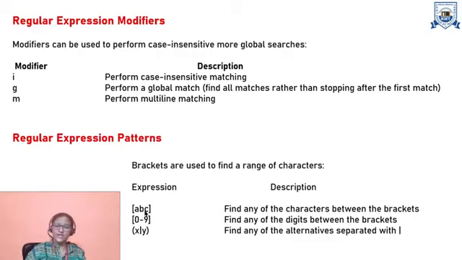Between this bracket, only this must be satisfied. Whatever you have provided in this bracket, these characters must be available. Only then your criteria will be fulfilled. The next one is [0-9]. It finds any digit within the given range in the bracket.